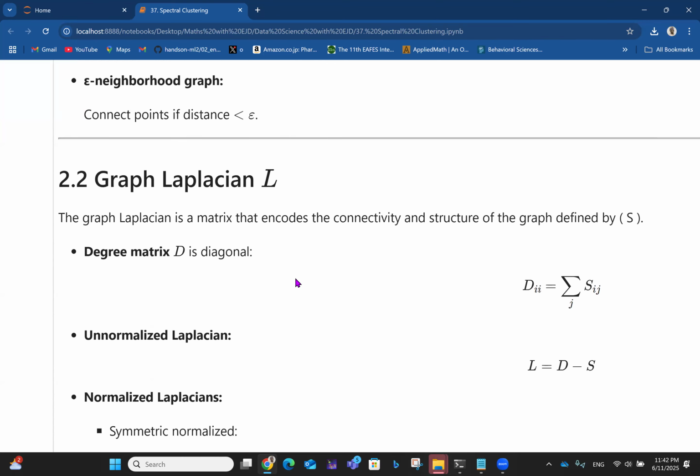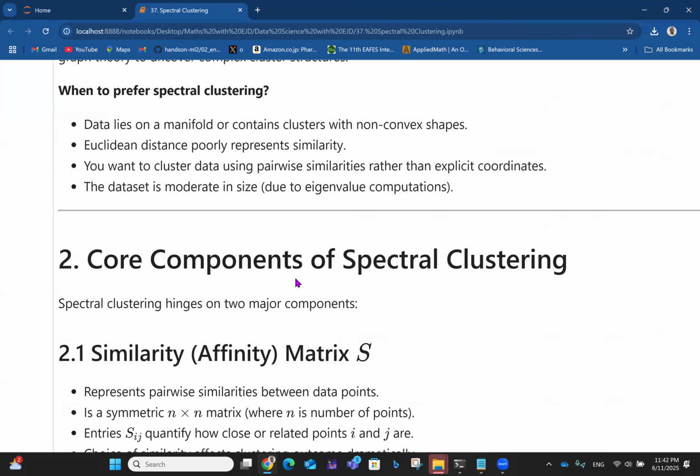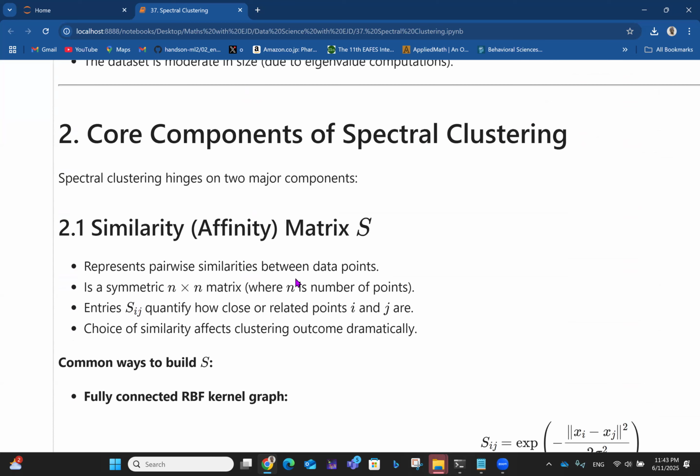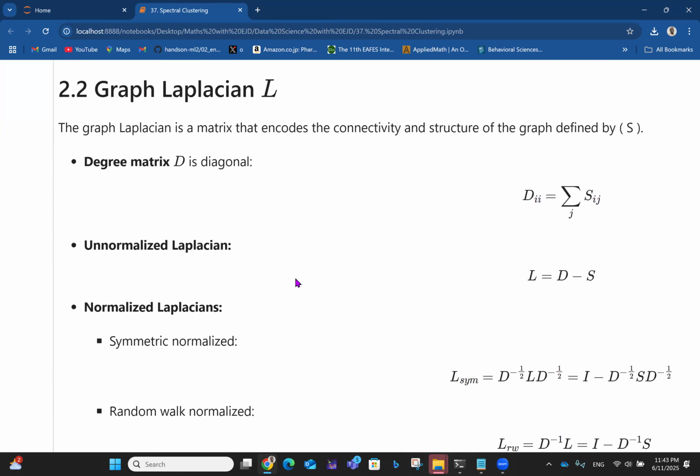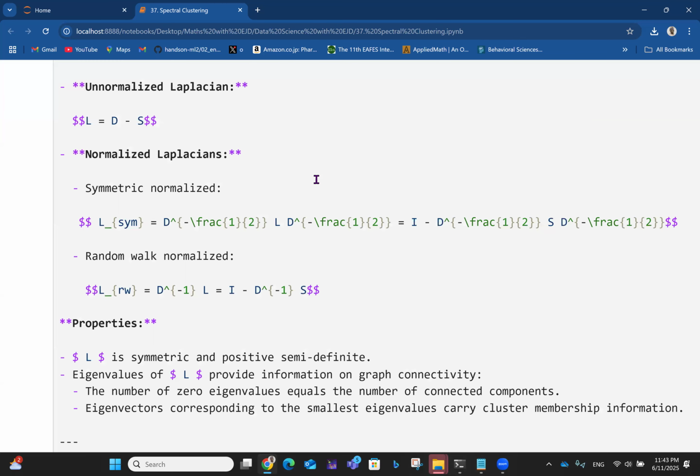Another core component of spectral clustering, apart from the similarity or affinity matrix, is the graph Laplacian. The graph Laplacian is a matrix that encodes the connectivity and structure of the graph defined by S. Okay, I think I should write this better.